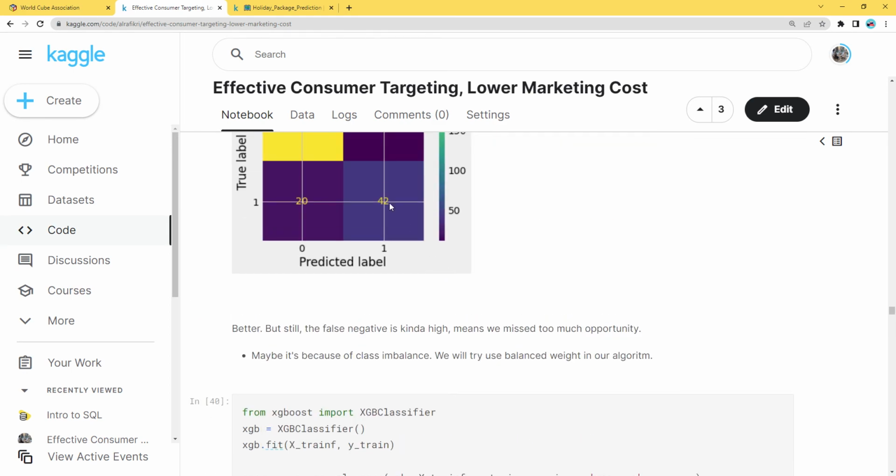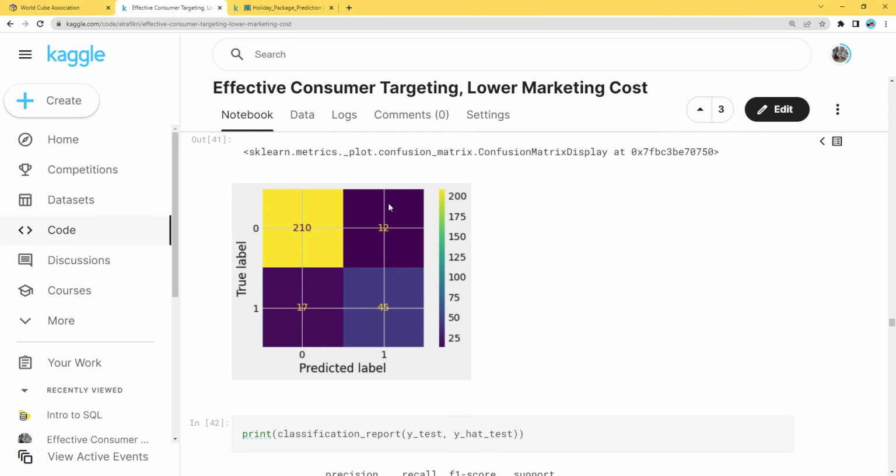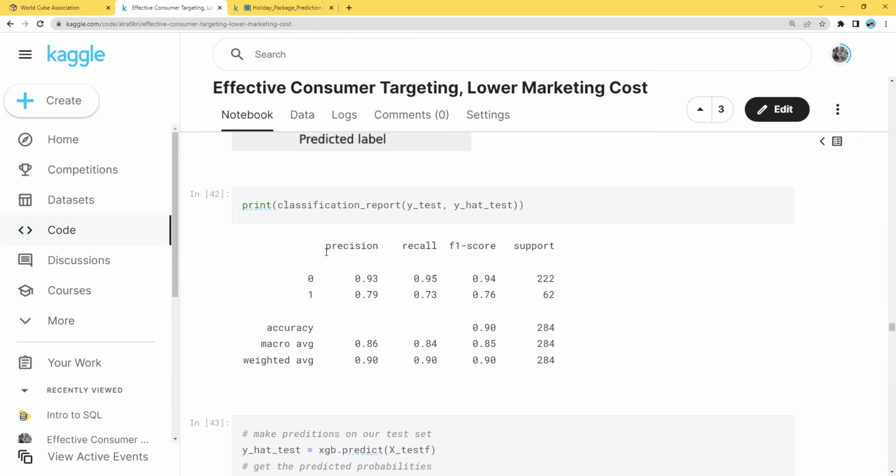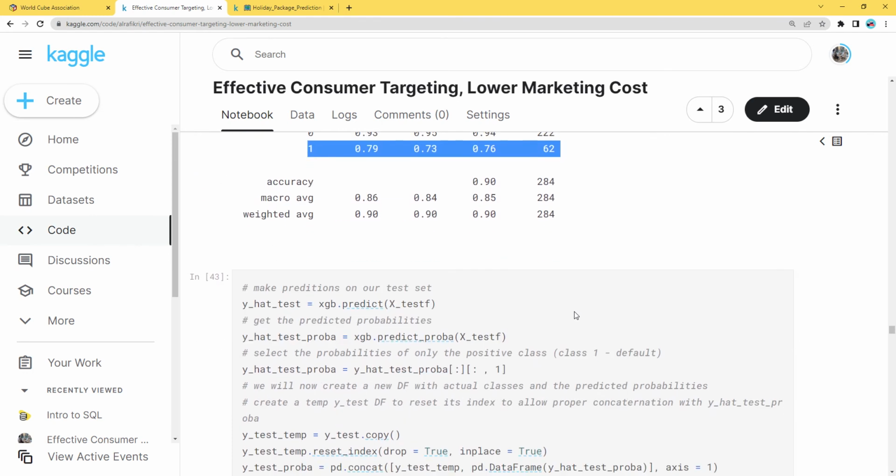So the true positive increased to 45, the true negative and the false negative decreased, so we catch more people, right? And here is the classification report. Our precision for predicting non-potential people is really nice. We have a precision of 93% and a recall of 95%, but predicting the potential consumer is still kind of low, so I still try to improve it.